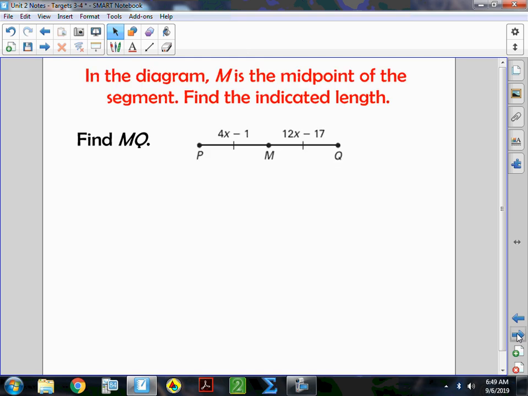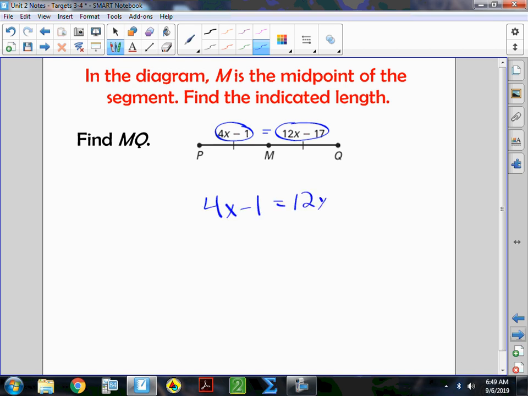Other things we can do with midpoints: if we know that M is a midpoint of the segment, then we know that it divides the segment into two congruent segments. So 4x minus 1 has to equal 12x minus 17. If we know we have a midpoint, we know we have equal parts, equal sides of the midpoint. So congruent segments, equal measures. Subtracting 4x on both sides gives me 8x, and adding 17 on both sides gives me 16, dividing by 8, and x is equal to 2.